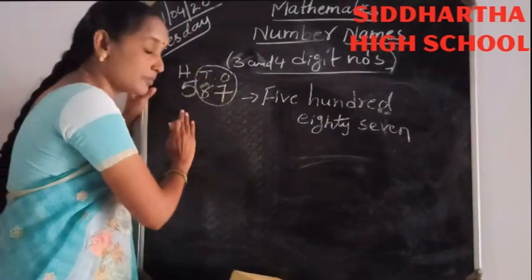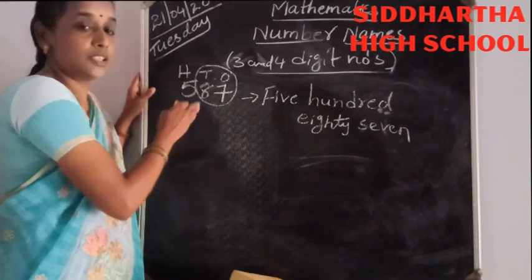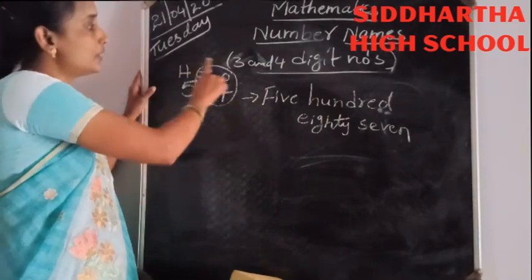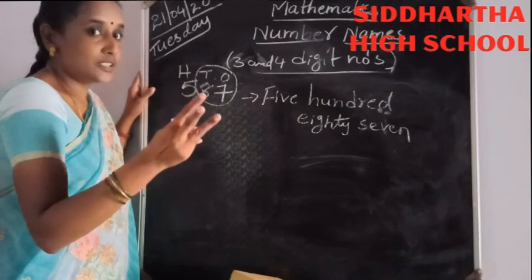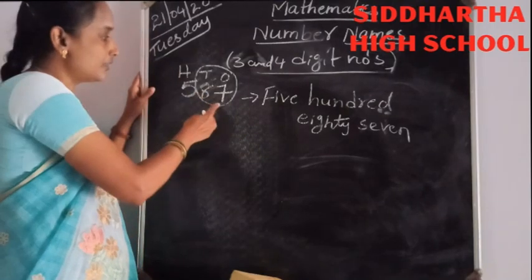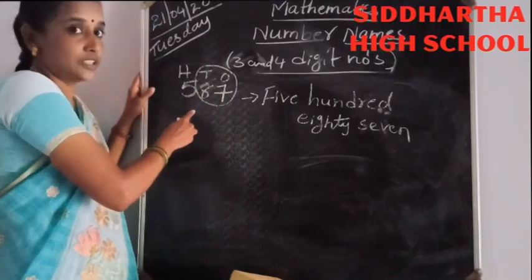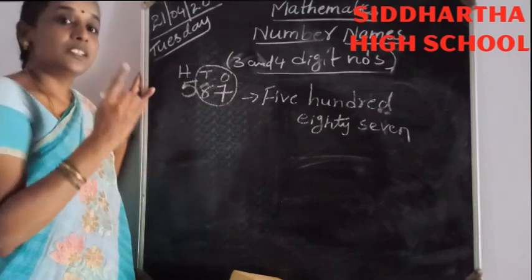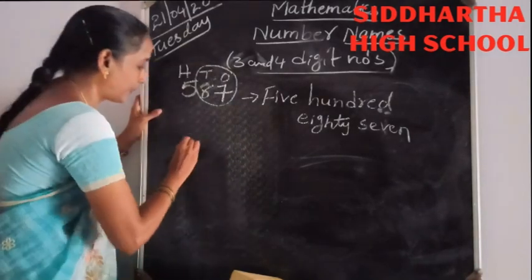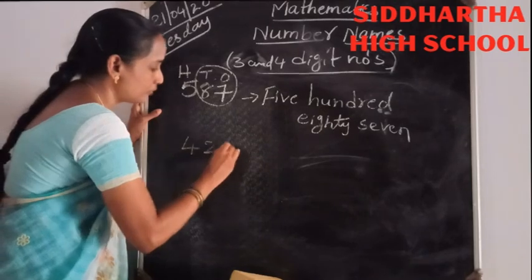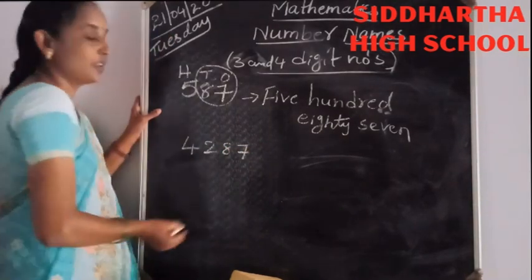587. This is which number? This is a 3-digit number. Why? Because this number is formed by 3 digits. 7, 8, 5. 3 digits are there in this number, so it is called a 3-digit number. Now 4, 2, 8, 7.